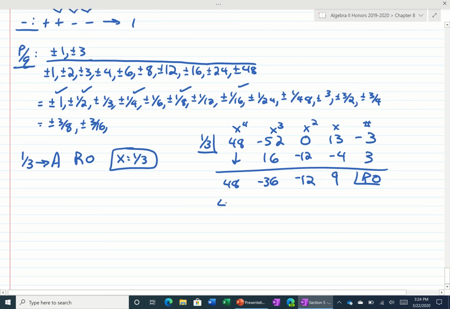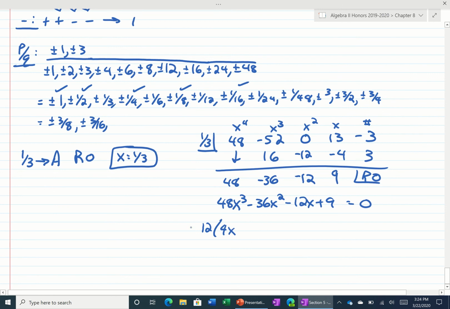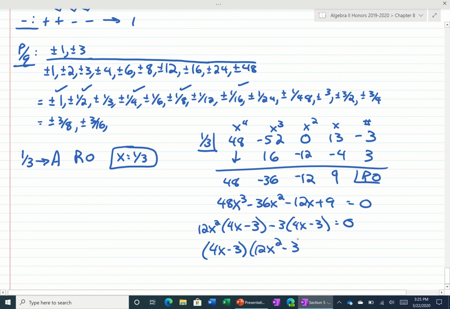And I do think we could, let me see here, we have 48x to the third minus 36x squared minus 12x plus 9. We could take a 12 out. Well, 12x squared comes out. Take a 3, negative 3 out of this. We get 4x minus 3 times 12x squared minus 3. So x would be 3/4, that's another root.